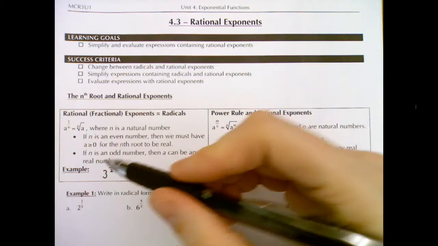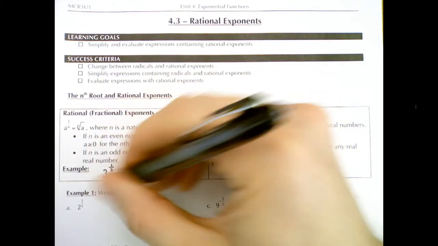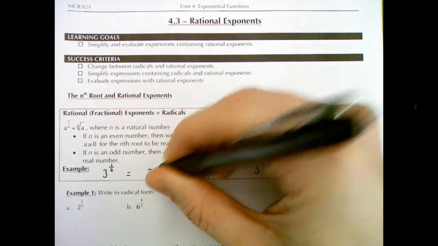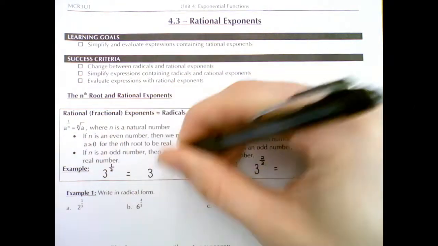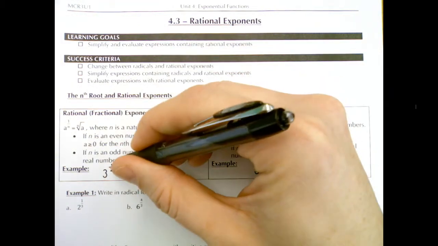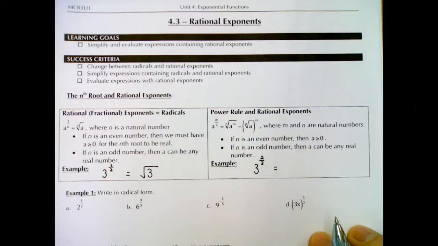So in the case of 3 to the exponent 1 over 2, if we wanted to rewrite this as a radical, we would say 3 is the base, the exponent is the numerator 1, which I'm not going to write because it's an imaginary 1, and the 2 becomes the root. So this becomes the square root of 3.